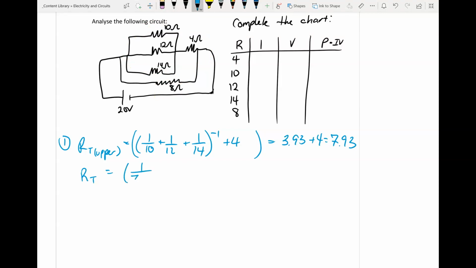That's going to be 1 over 7.93 plus 1 over 8, all inversed because they were parallel with each other. After this calculation, we're going to get 3.98 ohms. And this would be our actual answer.